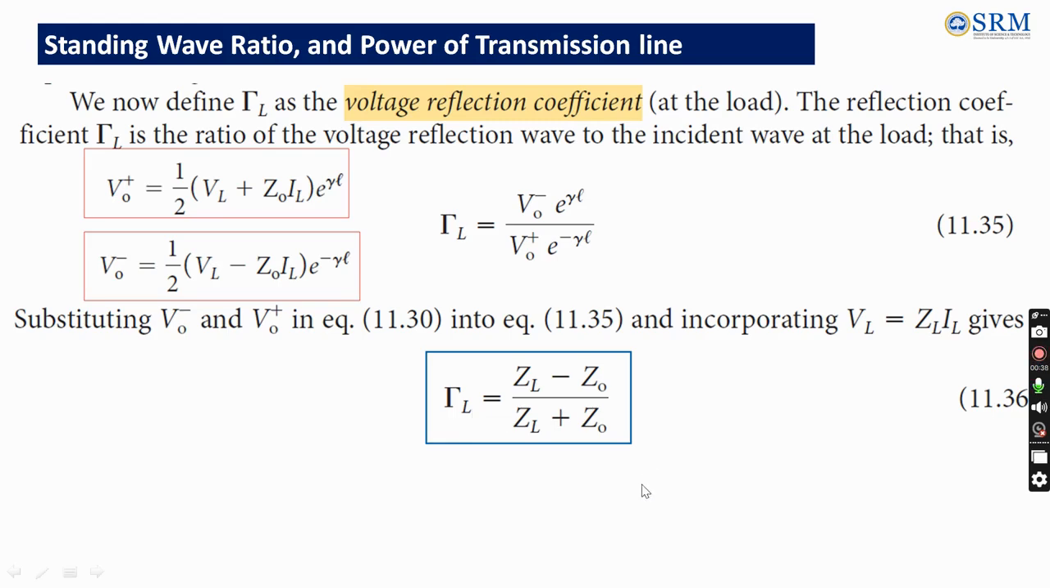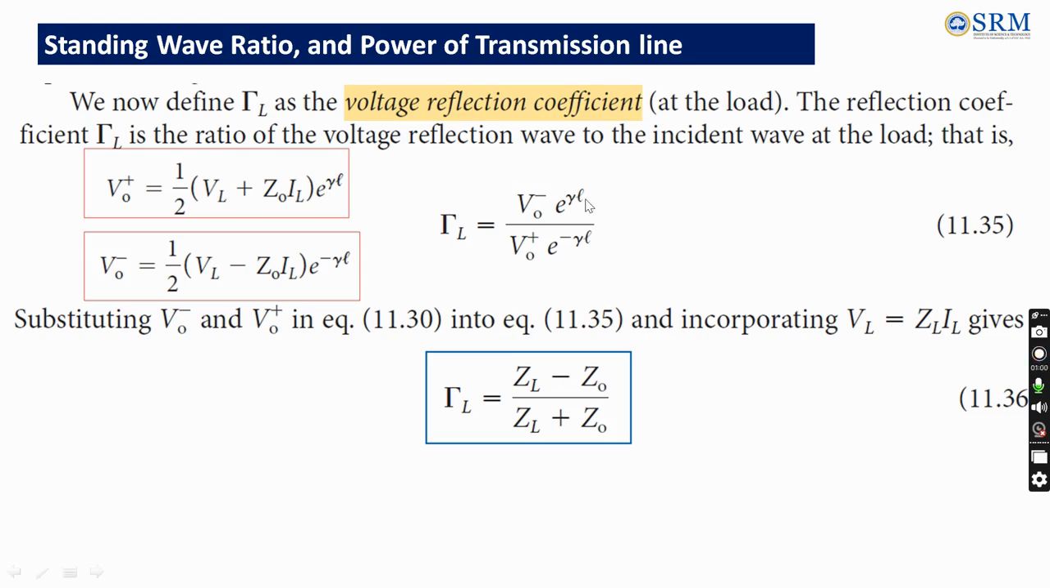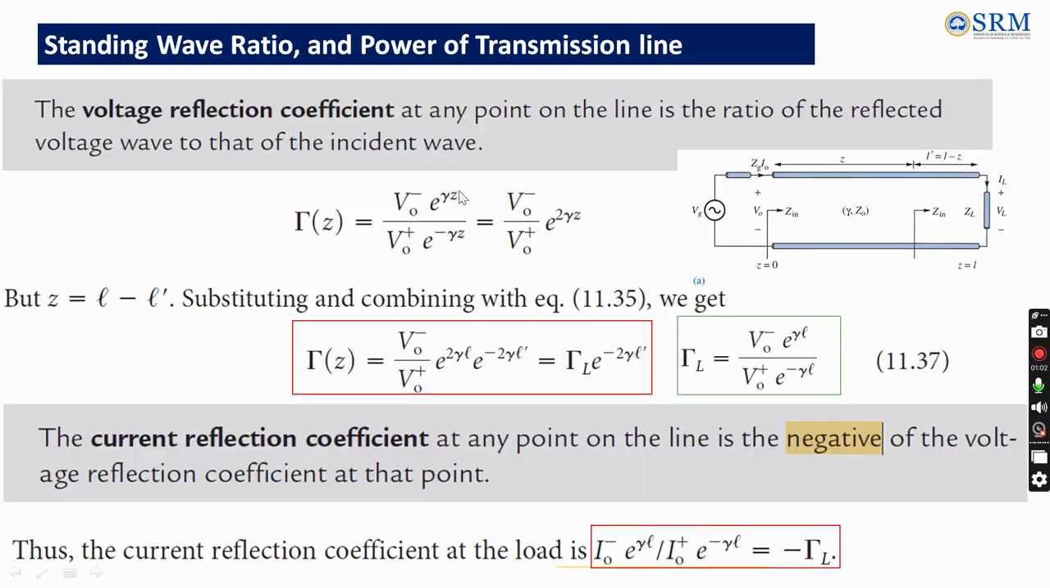Now we are going to find the reflection coefficient at any point on the line. So at any point means I should be able to specify not only at the load side the reflection coefficient, but at any point. For that, take gamma of Z is equal to the ratio of reflected voltage to the incident voltage, same expression. Now before we have substituted L, right? Now we are going to substitute, because at the load the Z value is L. Now it is going to be Z only, and this e power minus gamma Z, when it comes to the numerator, turns out to be e power 2 gamma Z.